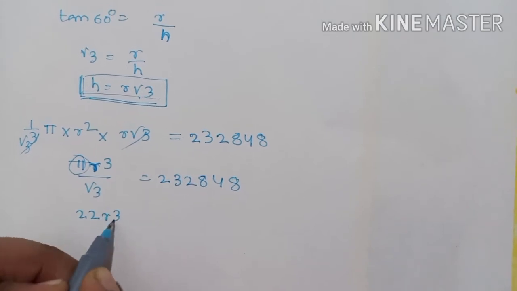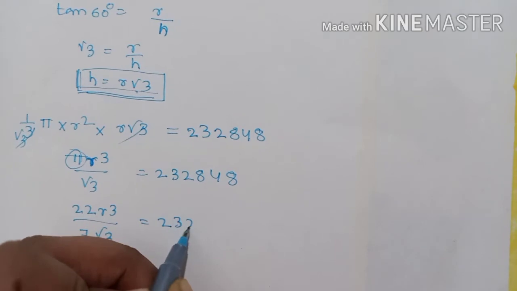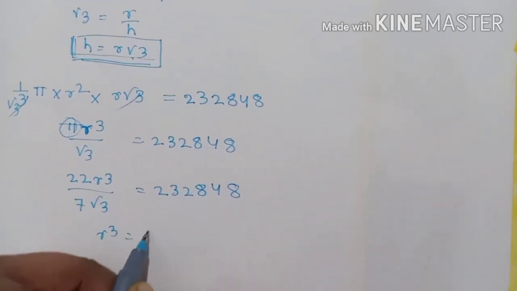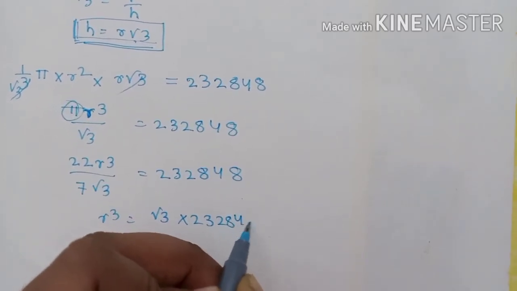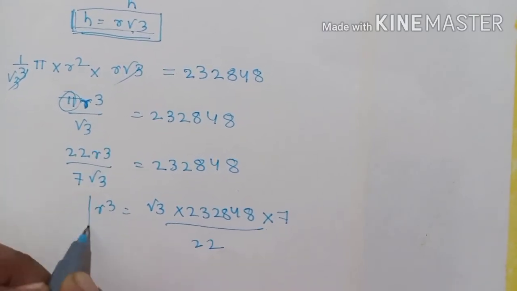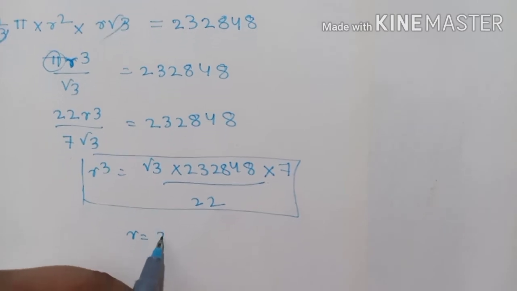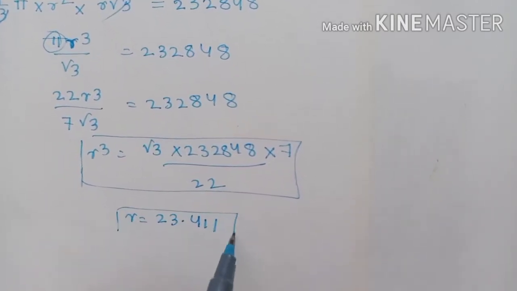Now substituting the value, 22 by 7 root 3 r cube equals 2,32,848. So r cube will be 2,32,848 into 7 by 22 root 3. Now simplifying this value, we get the value of r as 23.411. So this is the base, r is called the base.